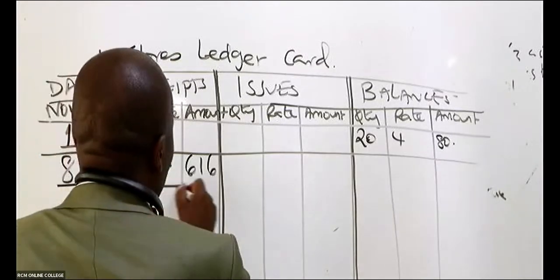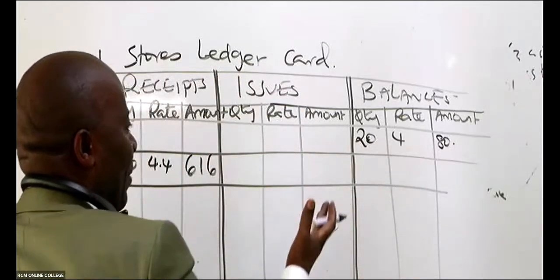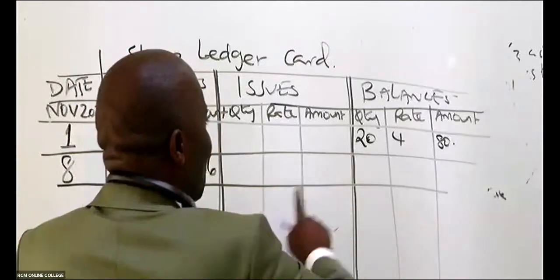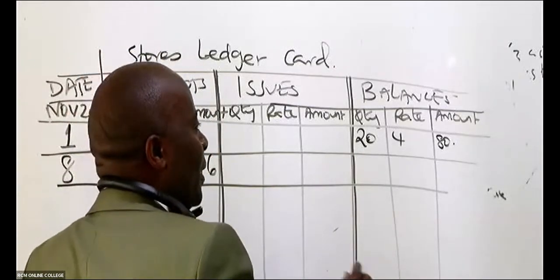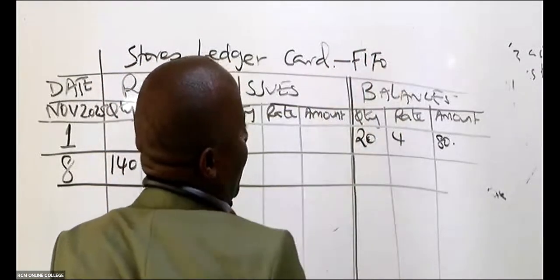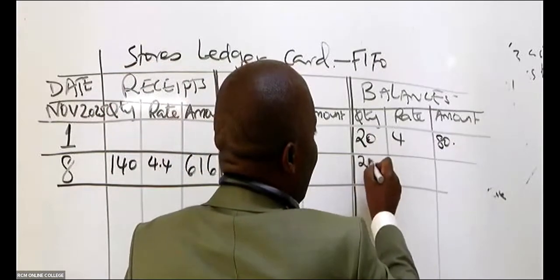From there, if I've received, I must update my balances. This balance, don't add. I've always seen students who are adding. Never add them. I forgot to mention, this is FIFO, first in, first out. Never add them. Just bring down what you had here.